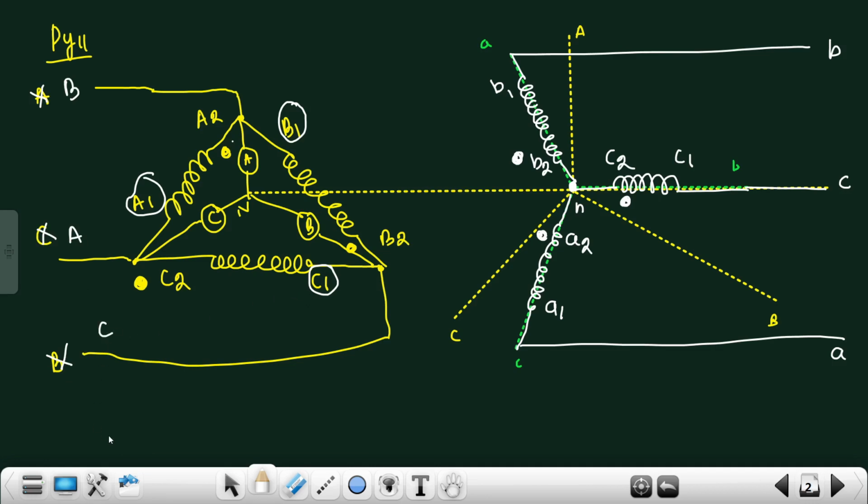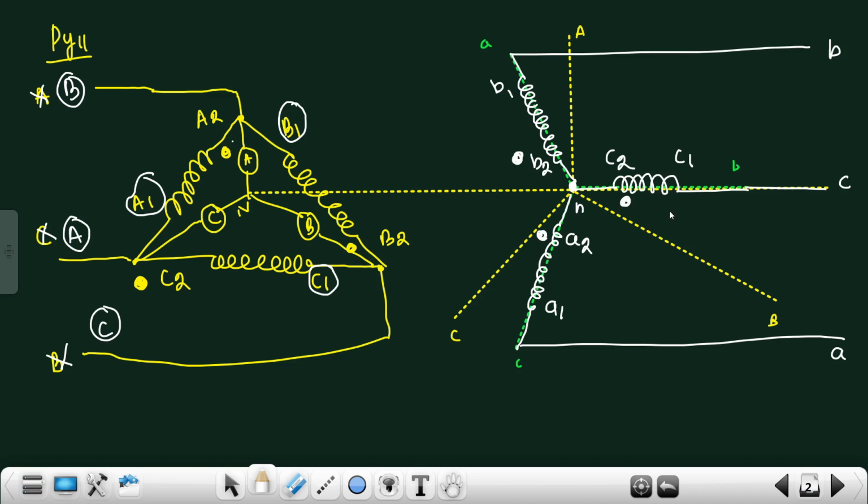C1. So it will be C phase. So this is A phase, this is B phase, and this is C phase. Now the comparison is possible because your output is taken from A1, B1, and C1 terminal.